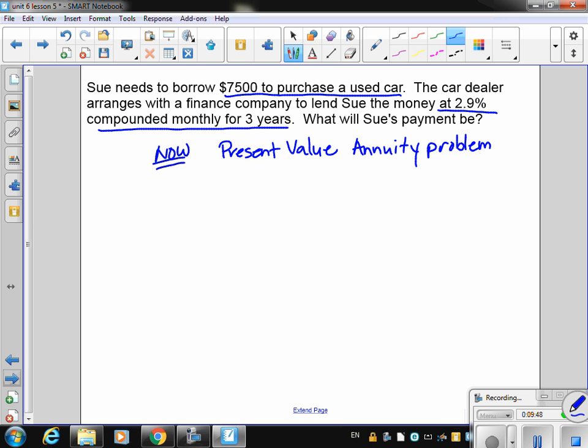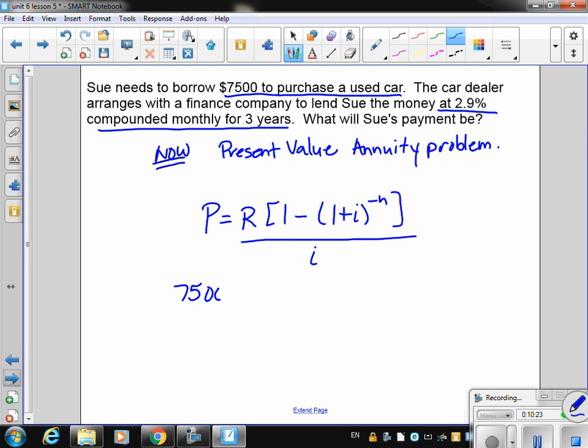A number of you own vehicles and you know that if she is borrowing $7,500 and is paying it off, she will be paying the finance company back more than $7,500. She's going to have to pay them interest. So we want the present value formula. I have to check it too because it's a little weird looking. Okay. She wants to borrow $7,500, so that is the present value we need. What we want to find out is what is her regular payment.